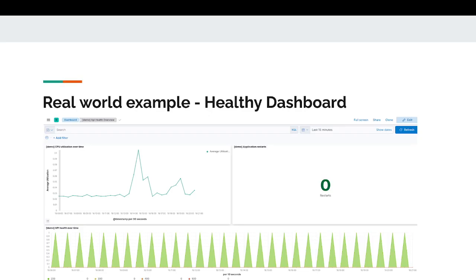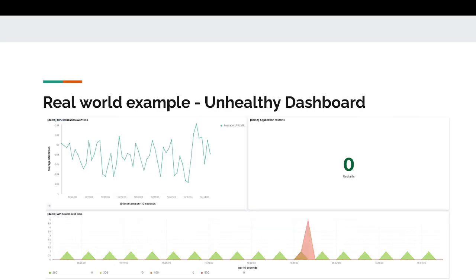So here is an example of a healthy dashboard. As you can see, it's very crystal clear that within the last 15 minutes the system is pretty stable, right? I don't have to give you any explanation here. So at the bottom you will see HTTP request distribution over time. On the left hand side you will see CPU utilization, which is completely boring, and on the right hand side you will see whether the application has restarted or not.